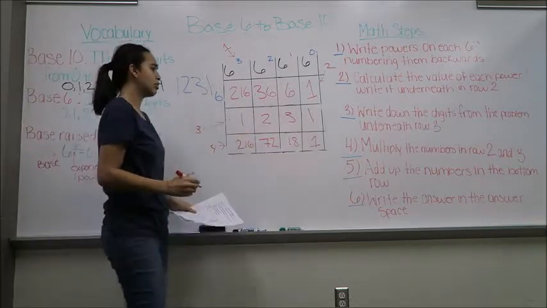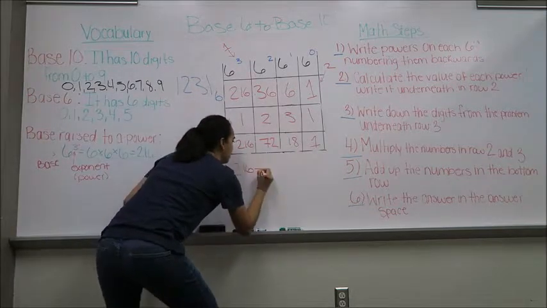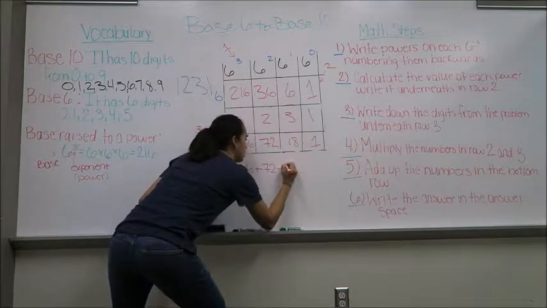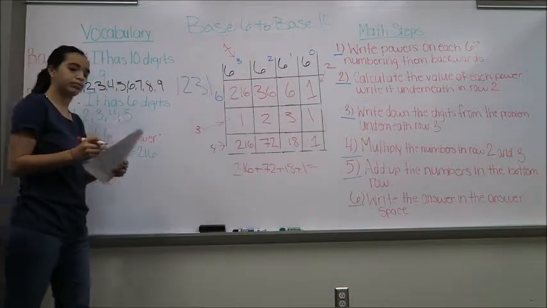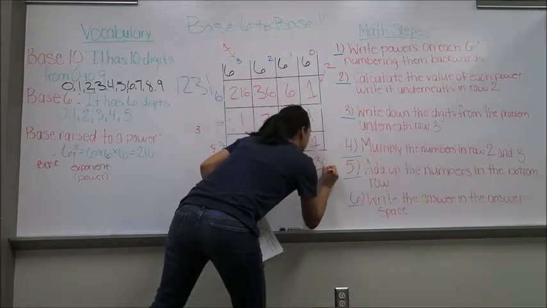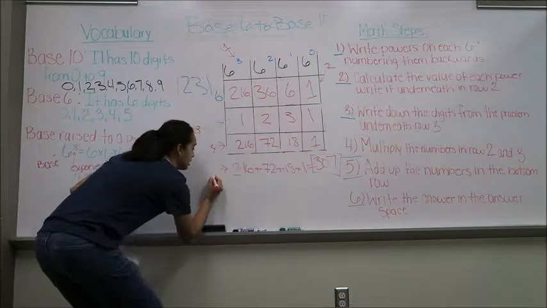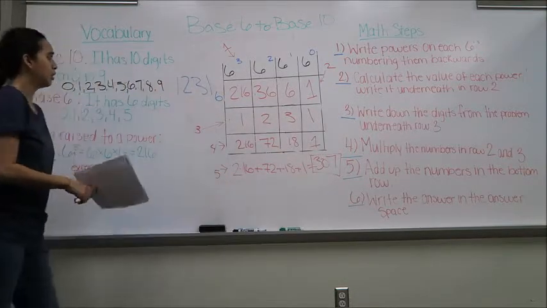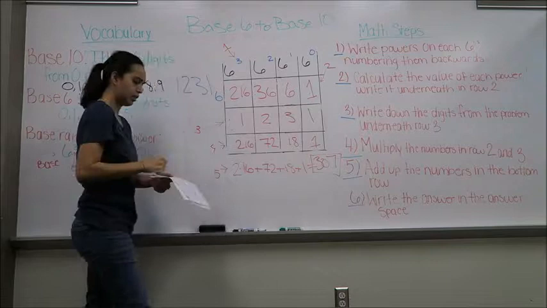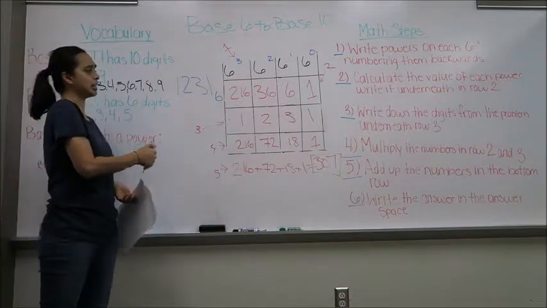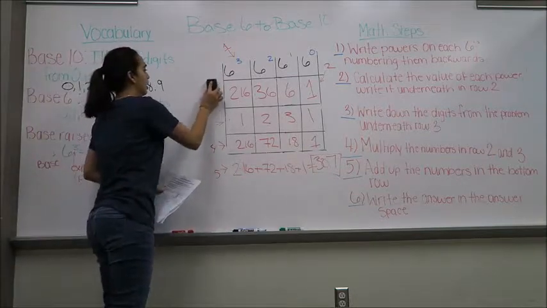Step 5, add up the numbers in the bottom row. So you do 216 plus 72 plus 18 plus 1. Does anybody know? 307. Remember, step 5 is to add. So 1,231 base 6 is 307. That's how we convert base 6 to base 10. Does anybody have any questions? No? Okay. I'm going to go over the next problem.